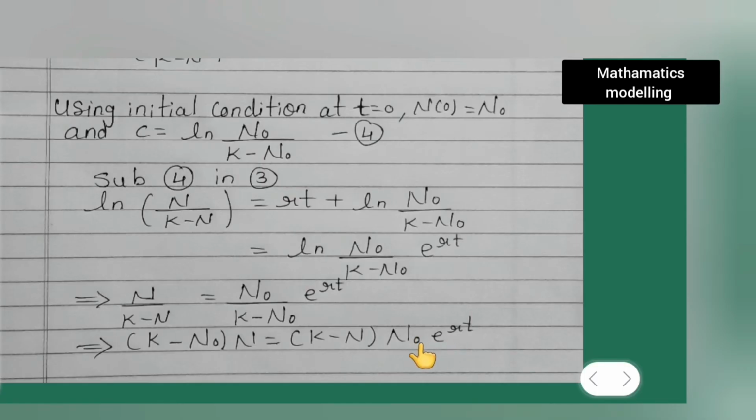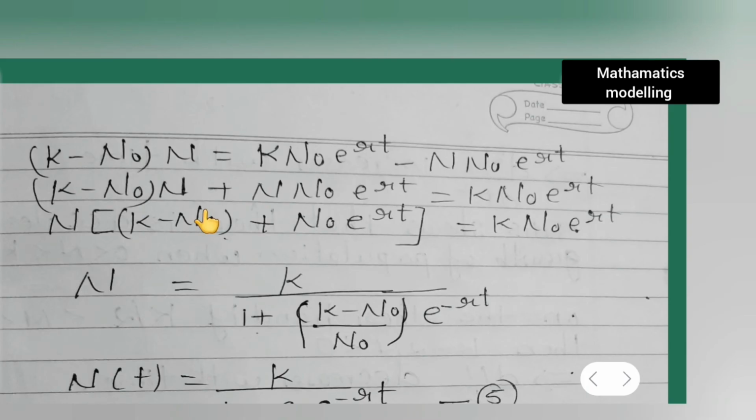So what you'll do is multiply n₀ e^(rt) with this k and then with this minus n. Okay, and you all are going to get (k − n₀) n is equal to k n₀ e^(rt) − n n₀ e^(rt). So (k − n₀) into n plus, bring this value over here, we will get n n₀ e^(rt) is equal to, write this over here as it is, k n₀ e^(rt).